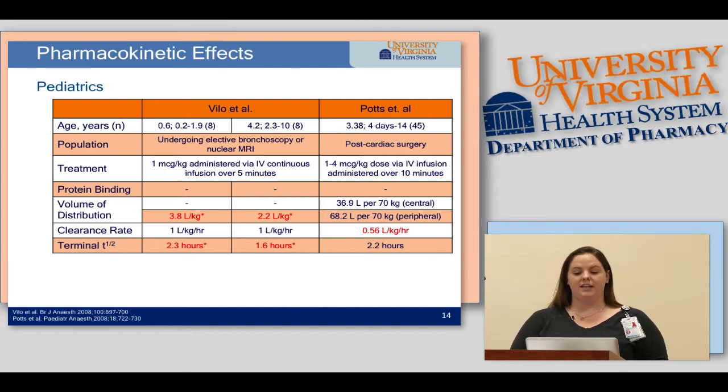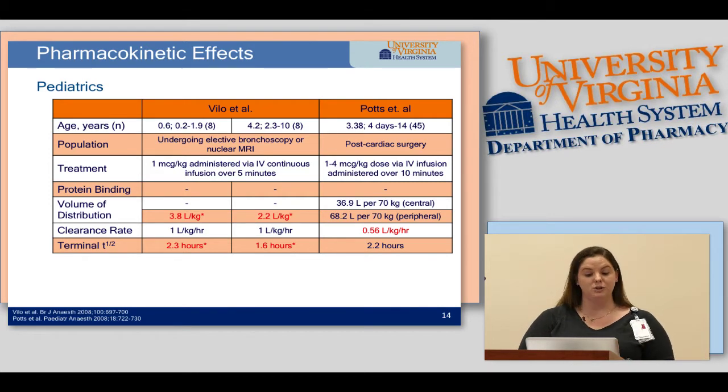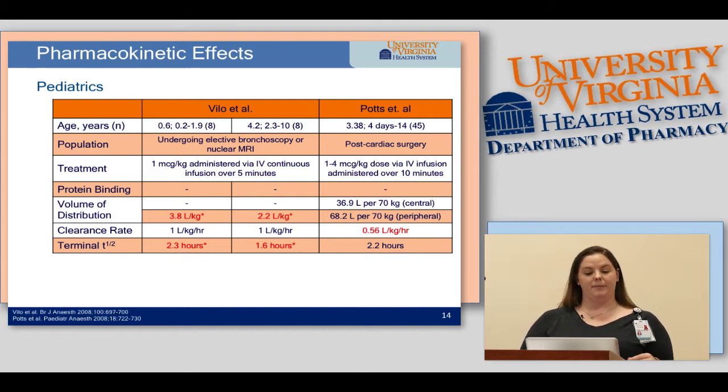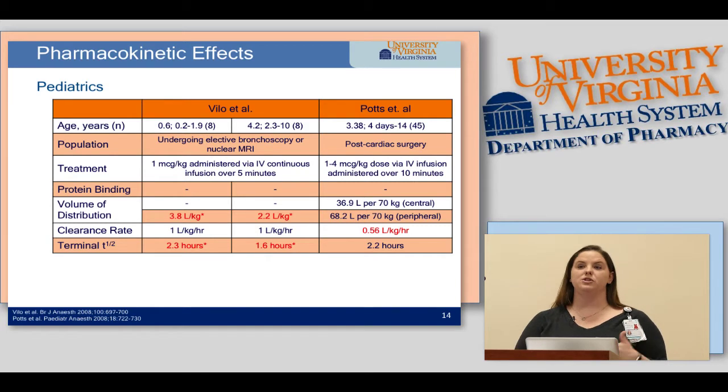These patients received 1 microgram per kilo over 5 minutes. As you can notice, between the 2 groups, there was a statistically significant difference in the volume of distribution, as well as the terminal half-life. The half-life was longer in the younger patient population, that is, the population that was 28 days to 23 months of age.